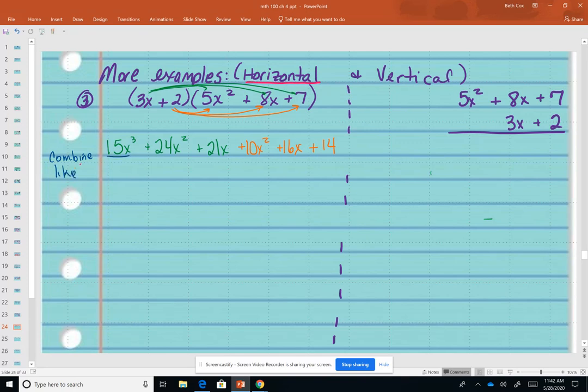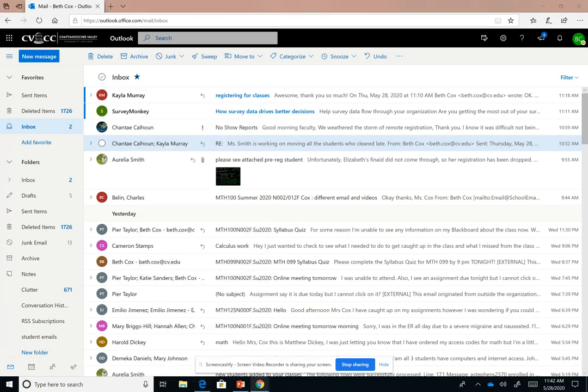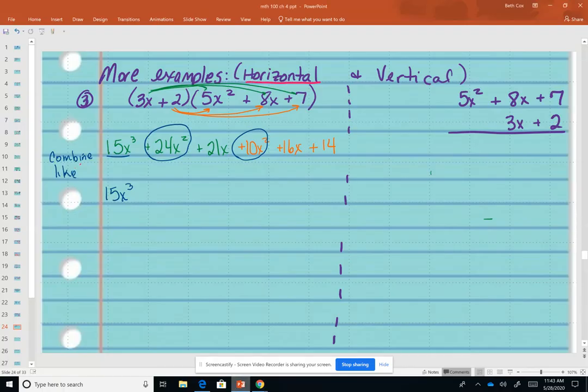The first one, the 15x to the 3rd, doesn't have anything that is alike. But the x squareds, I have two of those. And so that's going to give me, my bad, that's going to give me a plus 34x to the second. And then that's going to give me a plus 37x. And then this one doesn't have an alike term, so that'll be plus 14. And that's my final answer.